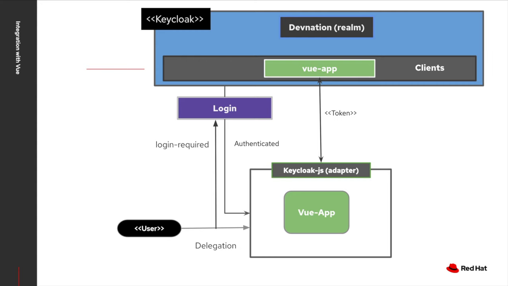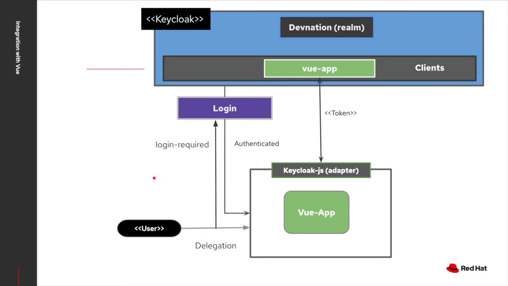Let's move to the integration pattern with Vue.js. In this demo, I have created a DevNation realm, under which I have created a client, Vue app. You can call it any name you want. With your Vue application, you just need to install the Keycloak JavaScript adapter. You can install it from the npm registry, or you can download it from the Keycloak website.